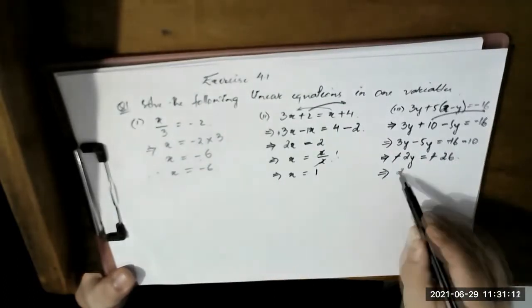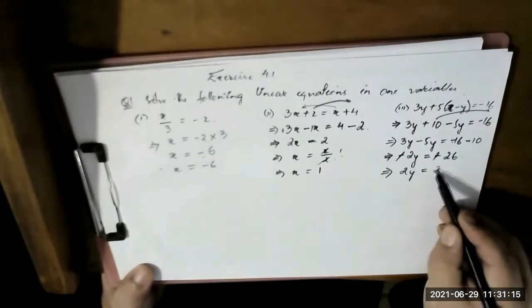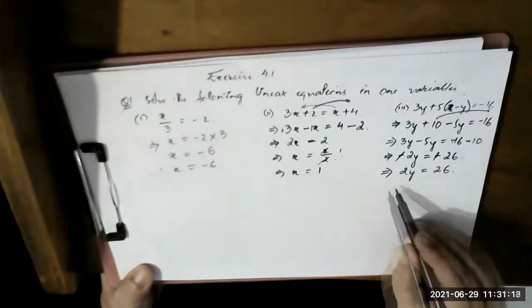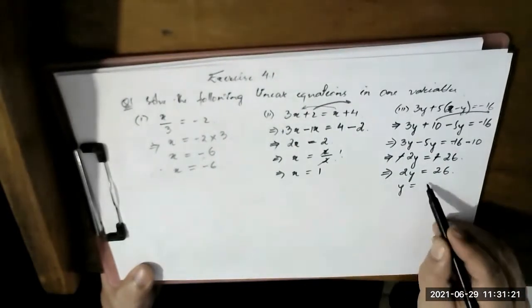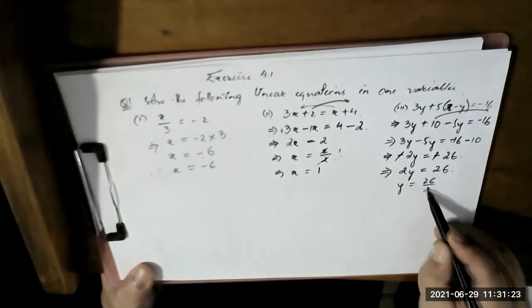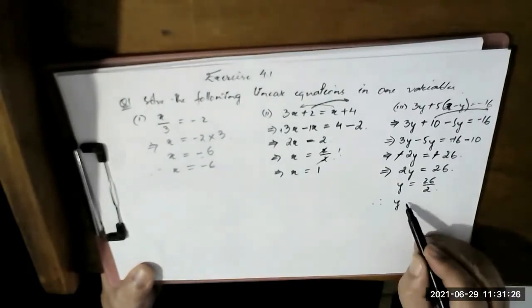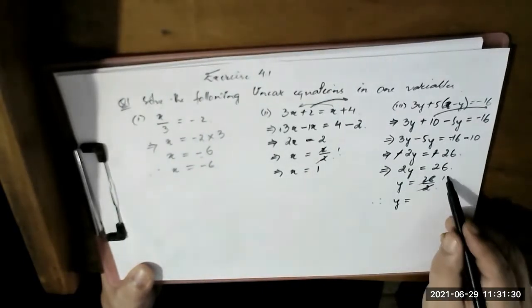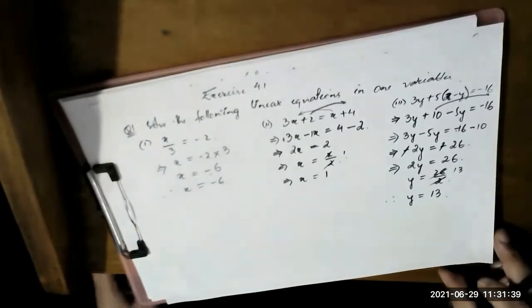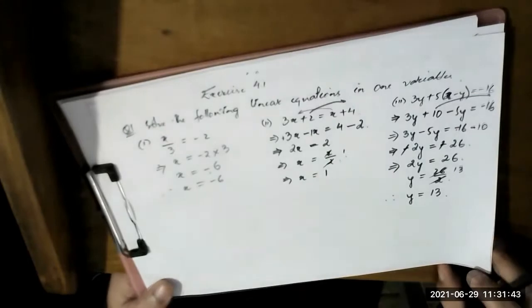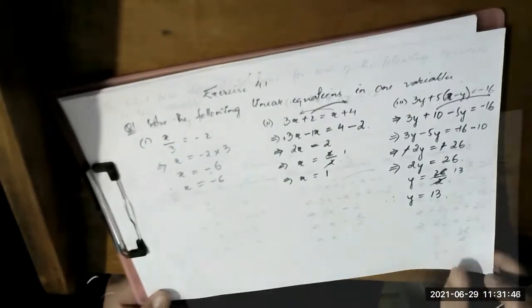And this becomes 2y is equal to 26. And y is equal to 26 by 2. So the variable y gives 2, 1, 2, 3. That is 13. So I hope you understand linear equation in one variable.